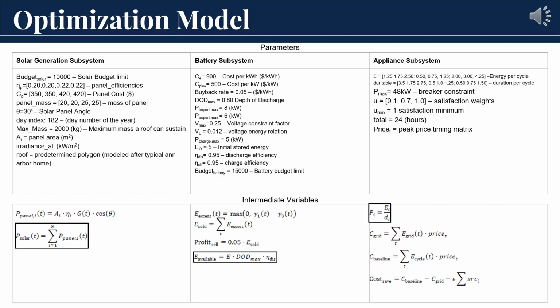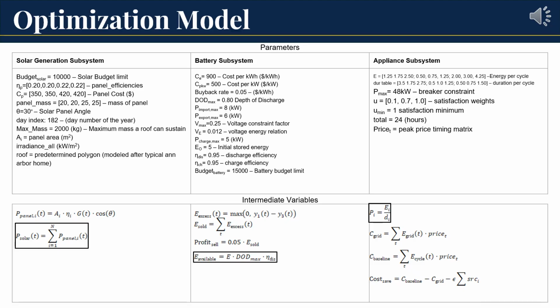Next is the battery subsystem, where we model both the economic and physical behavior of energy storage. This includes cost per kilowatt hour and kilowatt, efficiency losses, depth of discharge limits, and power constraints. The battery stores excess solar energy and can discharge to meet demand, while also allowing excess energy to be sold back to the grid.